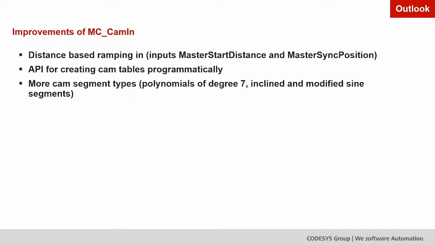We plan to introduce more cam segment types. Right now we have polynomials of degree 5 and lines, and we want to introduce polynomials of degree 7, as well as inclined and modified sine segments. And last but not least, we want to improve on the tappets, especially on the timing accuracy. Right now they are cycle accurate, so if you have a 4 millisecond task cycle, you know that a tappet will switch in the upcoming 4 milliseconds. And we want to improve this to have a sub-cycle accuracy of much below 1 microsecond, which makes it possible to control high accuracy outputs with these tappets.